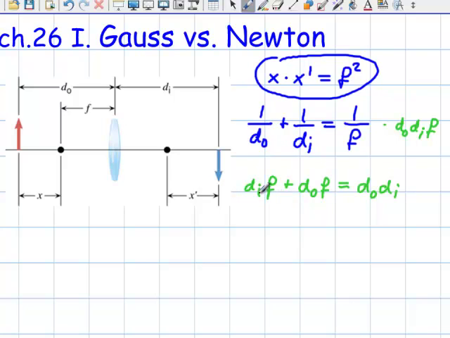What I'm going to do now, though, is that in order to come up with these x and x primes, I have to get rid of the di and dO, and that is done by substituting di equals f plus x prime and something similar for dO. This one is going to be a really long one, so I'm going to start here on the left. So di is the same as f plus x prime.